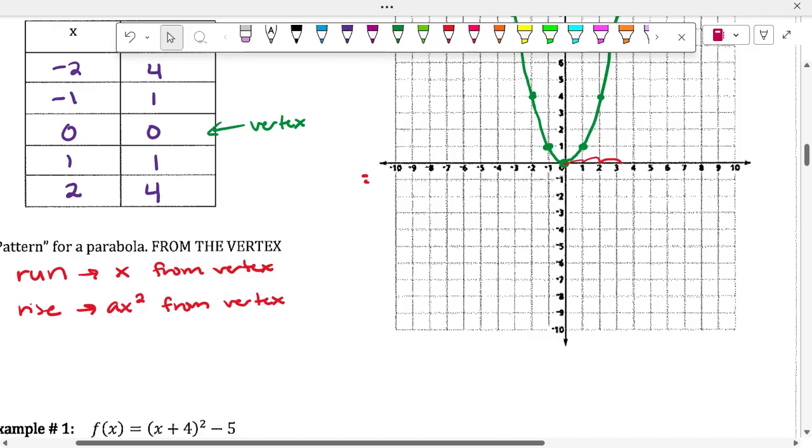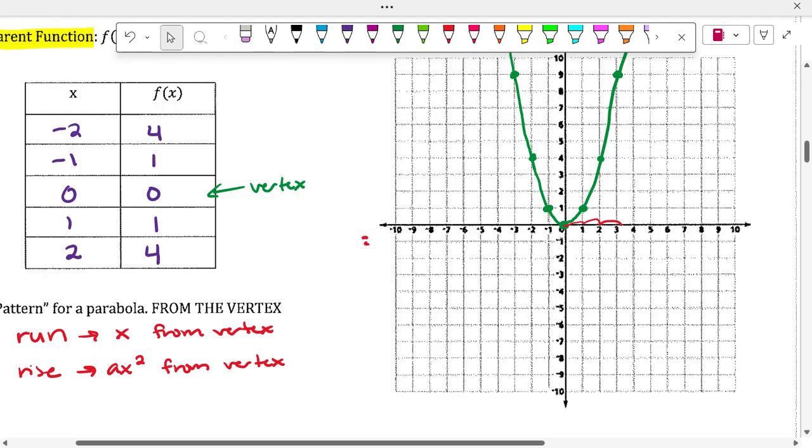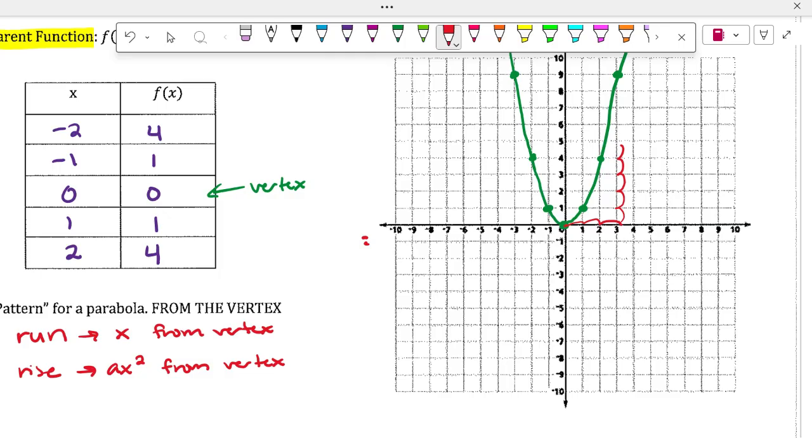So all I got to do is take that 3 and square it. So what's 3 squared? So I take my run and I square it. That's what? 9. So then my rise is 1, 2, 3, 4, 5, 6, 7, 8, 9.